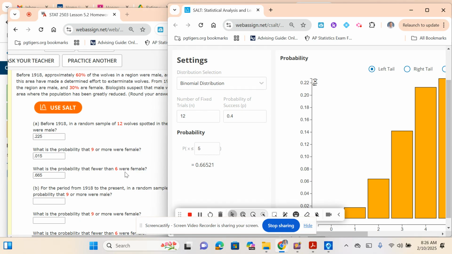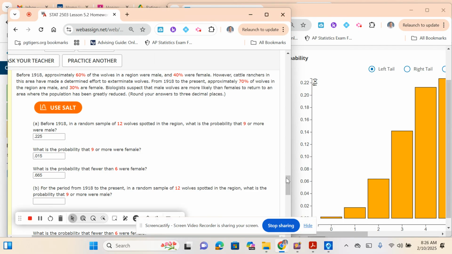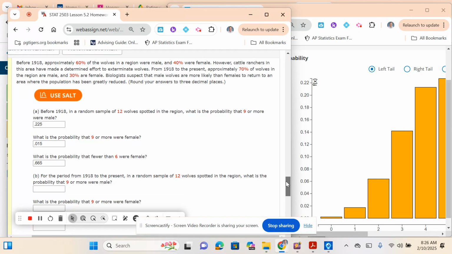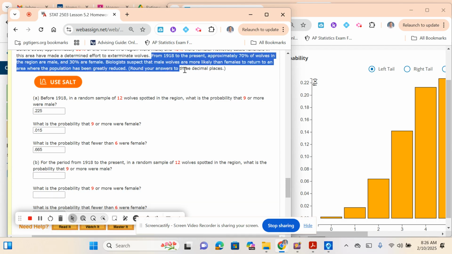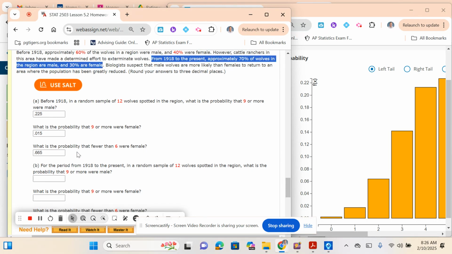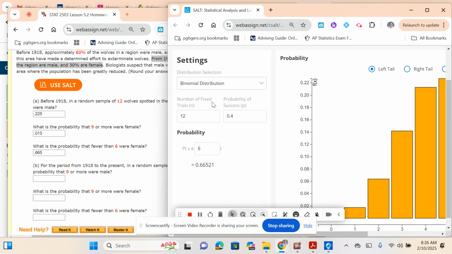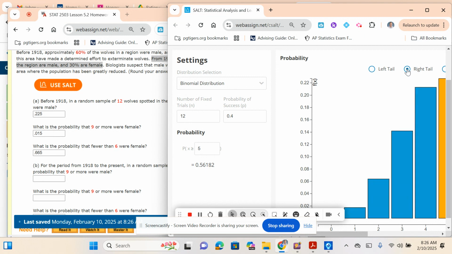Okay, we're going to run through another example here, but we're going to do it with ones beyond 1918. So for the next set, we're going to go off of these percentages. From 1918 to present, a random sample of 12 wolves spotted in the region. What's the probability 9 or more are male? So there's 12 wolves in the region, 9 or more are male. 9 or more would be right tail. So right tail is 9 and above. Right tail's at a point and above. So that's right tail. So 9 or more are male.